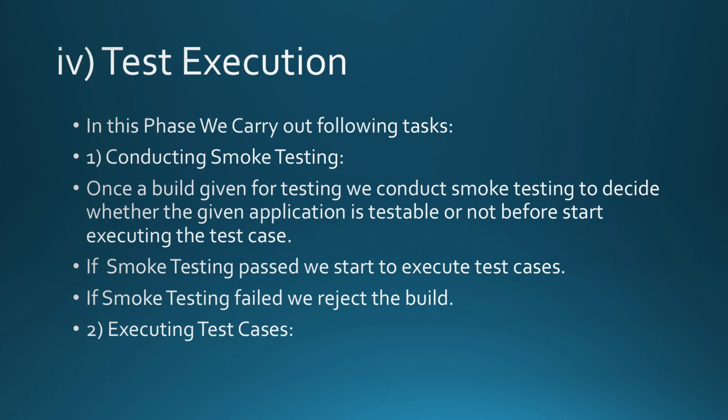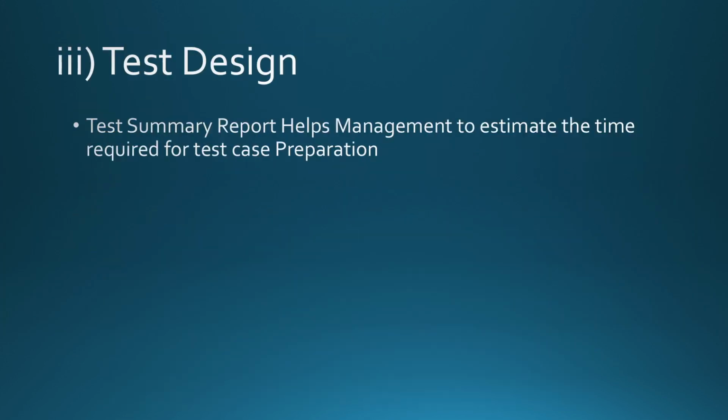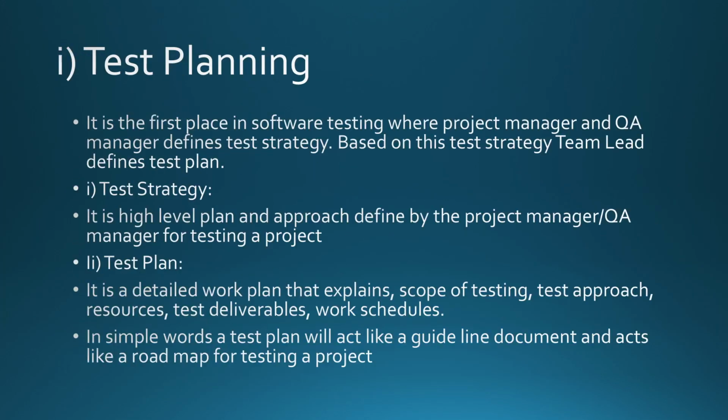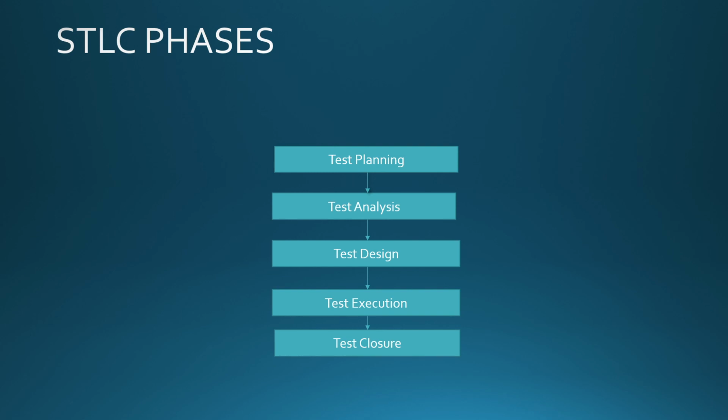The final one is the test execution phase. In this phase we do some smoke testing, where we are not going to test all our test cases. Once we are done with a few test cases, only then are we going to execute all our test cases. If any test case fails, then we can simply reject the build. The next one is executing our test cases. The last phase here is test closure. Once all execution is completed, we are going to close all the tests. That comes under test closure.